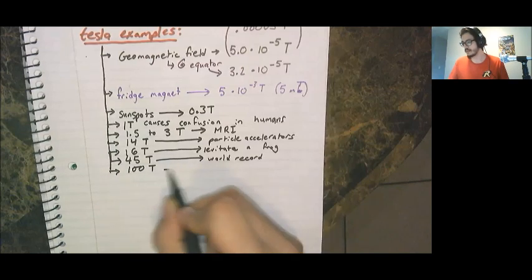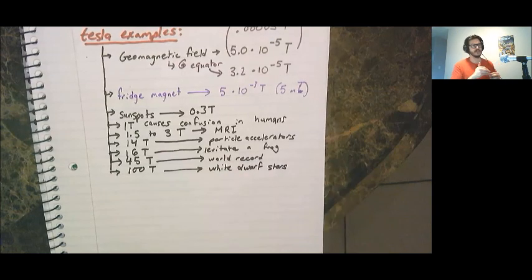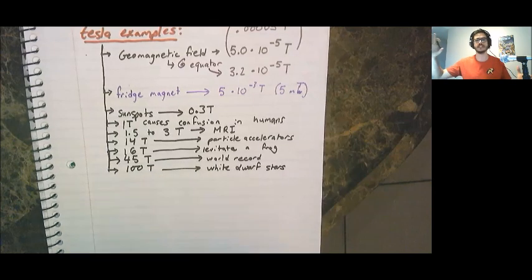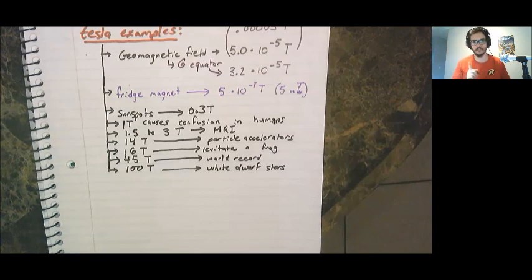100 Tesla, the magnetic field around white dwarf stars. White dwarf stars are stars that are basically killed off by old age, and they're often surrounded by this bubble of gas and plasma that left them, called a planetary nebula. That planetary nebula often is concentrated at the poles of the white dwarf because its very strong magnetic field reaches out to that plasma and concentrates it along those magnetic field lines, often shooting it off from those poles as it accelerates, like the stapler in the MRI machine.